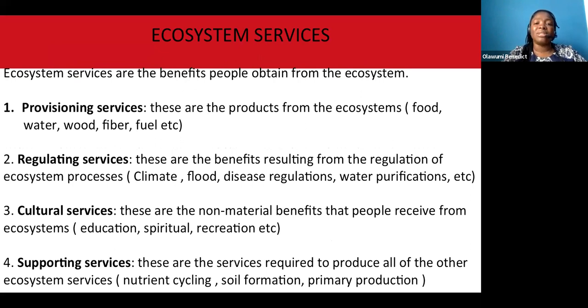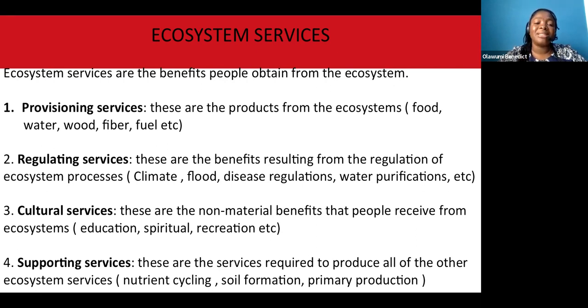Then we look at the ecosystem services. Ecosystem services are the benefits people obtain from the ecosystem. What are the benefits that we obtain from the ecosystem? We have provisioning services. What are the provisioning services? These are the products from the ecosystem, like our food, our water, our wood, our fiber. These are things that we enjoy from the ecosystem.